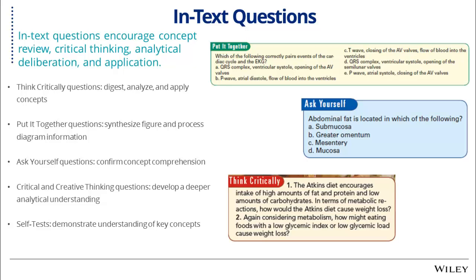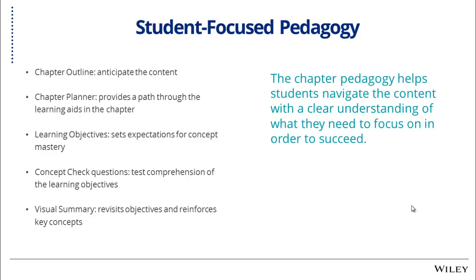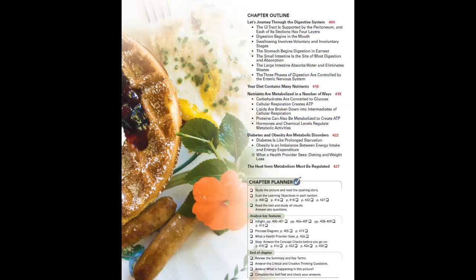Critical and creative thinking questions encourage students to develop an analytical understanding of the ideas presented in the chapter. Lastly, a visual end-of-chapter self-test poses review questions that ask students to demonstrate their understanding of key concepts. The chapter pedagogy helps students navigate the content with a clear understanding of what they need to focus on in order to succeed. A chapter outline tells students what topics they will encounter in the upcoming chapter.